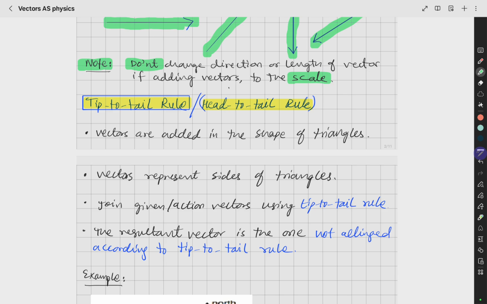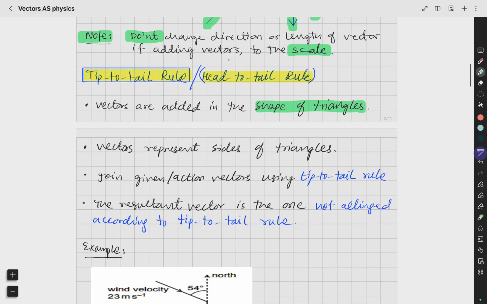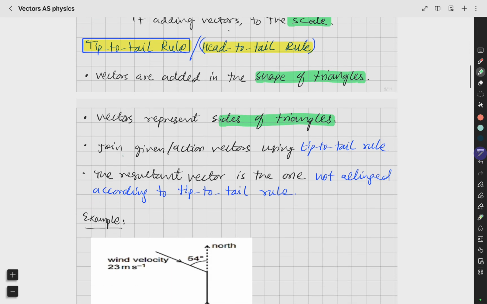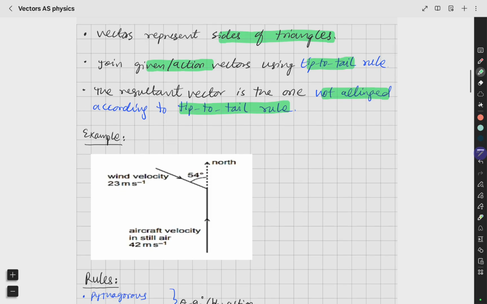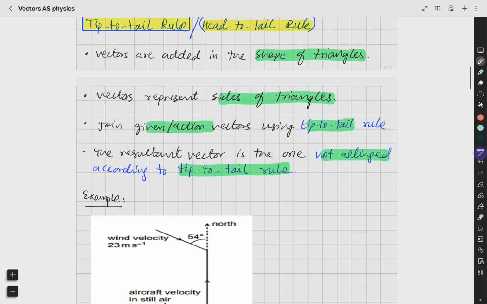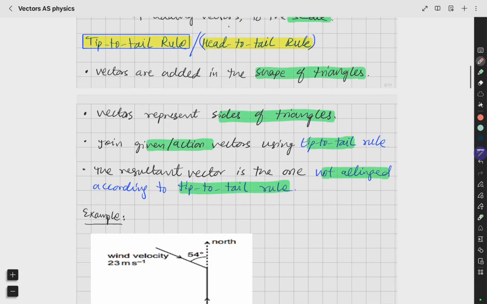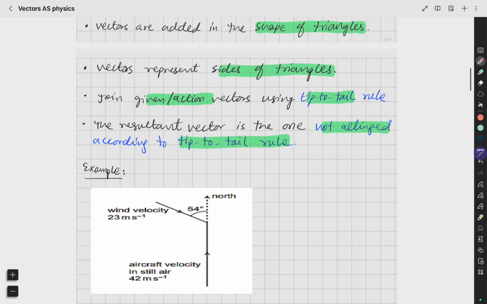Tip to tail rule is that vectors are added in the shape of the triangles. Vectors represent the side of the triangles. You join the given or the action vectors using tip to tail rule, and then the resultant is the one which is not aligned according to the tip to tail rule. So we can look upon an example to further build our concept on this tip to tail rule method.